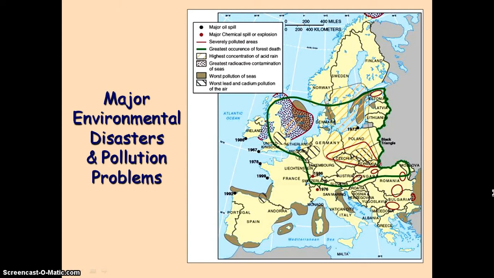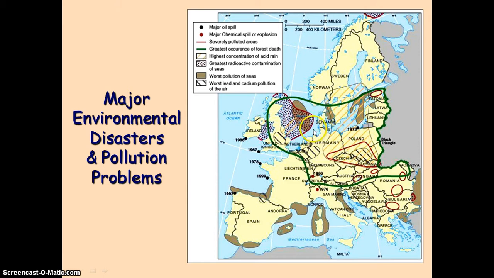Those dots that are dark are sites of major oil spills. Major chemical spills or explosions are the red dots. Severely polluted areas are outlined in red. The greatest occurrence of places where forests are dying is outlined in green, so you can see all this area here. Highest concentration of acid rain is in Germany and Poland.